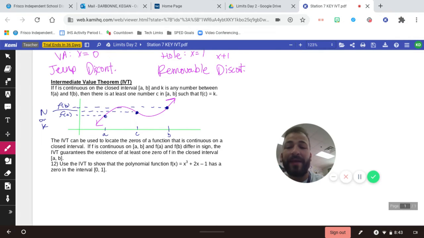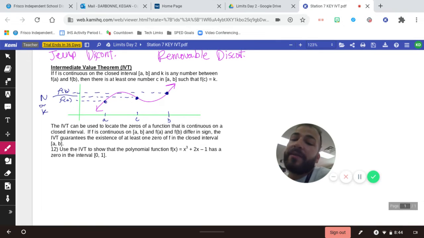So that same thing, that if we have a continuous function on a closed interval a to b, and that value k is somewhere in between the y value at a and the y value at b, then there has to be an x value where the function would be equal to that y value of n or k, okay, on that closed interval.